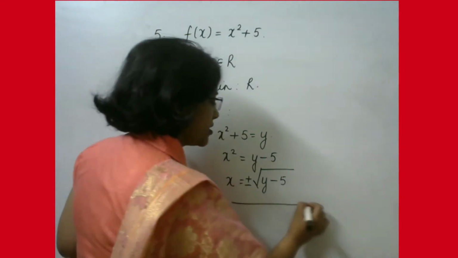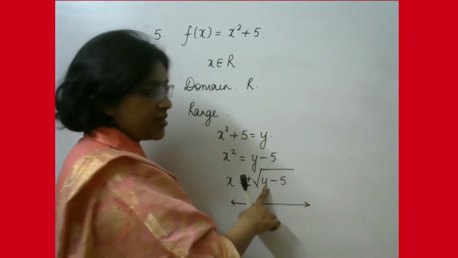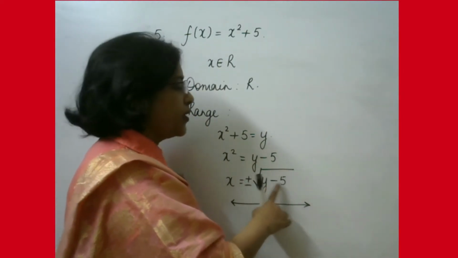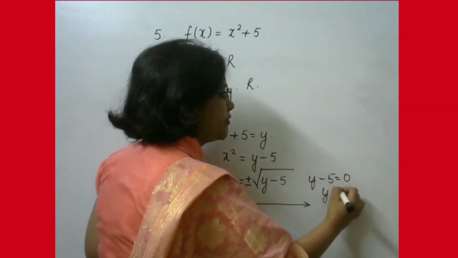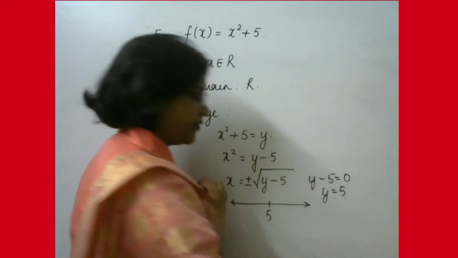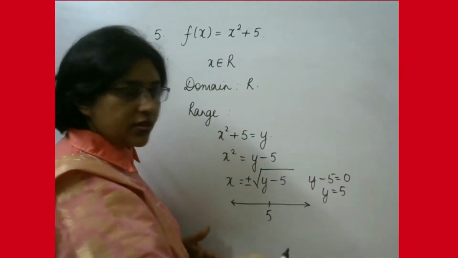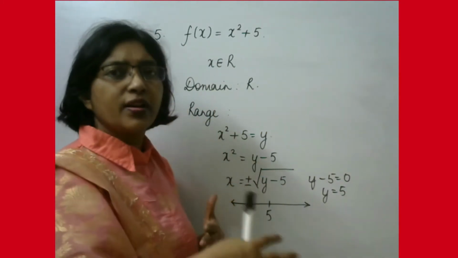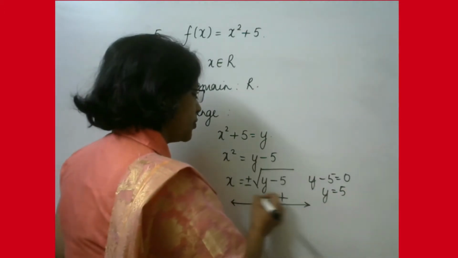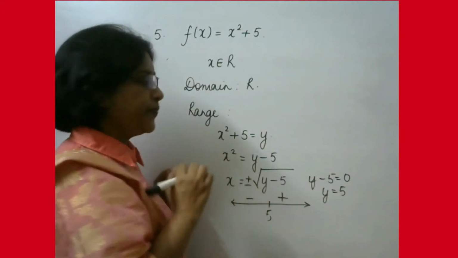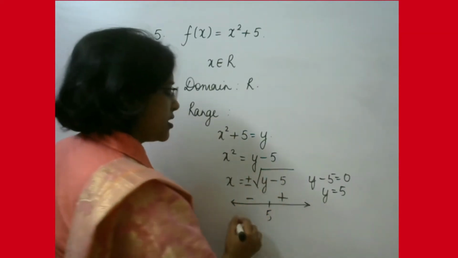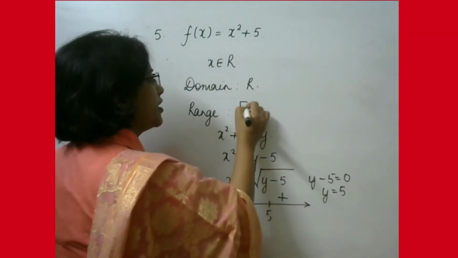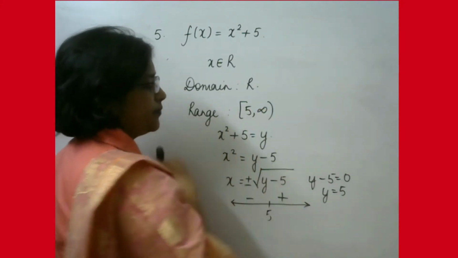You can put it as a critical point, as we discussed in the earlier question, that y minus 5 is 0. So what is y? 5. So the critical point is 5. Take a value bigger than 5, since it is y minus 5, the right side will be positive and the left side will be negative. So a value greater than or equal to 5 will do for us, and the range becomes 5 to infinity.